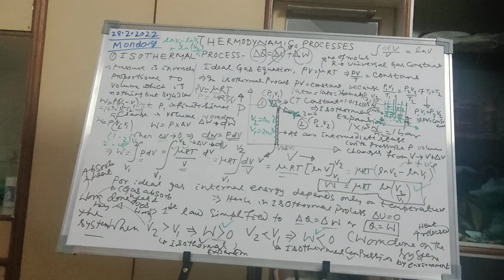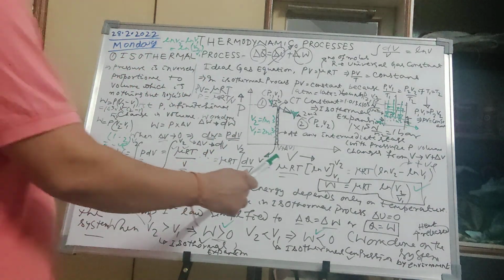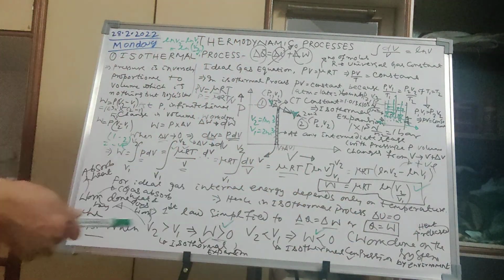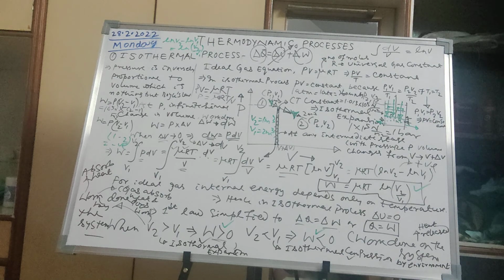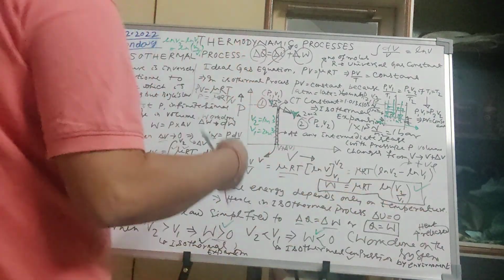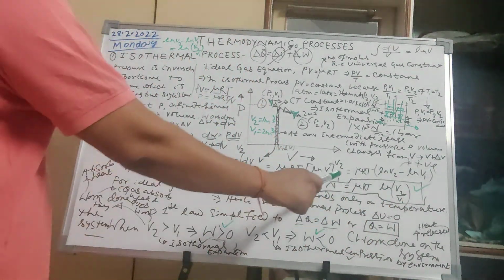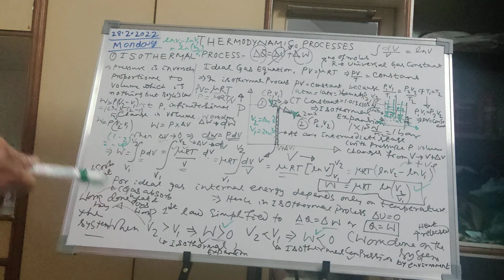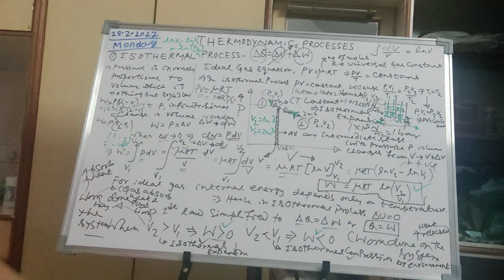So, in a nutshell, for any numericals, what is important? Nowadays there is no derivation; in our time there used to be derivation, where you would derive the work done during an isothermal process. Now, if you don't have to derive, at least you have to remember that work done in the isothermal process is equal to mu RT into ln V2 by V1. Using this equation, you can solve a number of numericals. That is the takeaway from the isothermal process.